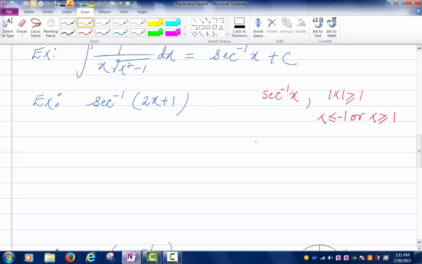Remember this, the domain of secant inverse is the range of secant, and the range of secant is either negative infinity to negative 1 or 1 to infinity, right? Am I making sense? That's the range of secant. How do I know that? If you for some reason forget what's the range of secant, how can you come up with that?